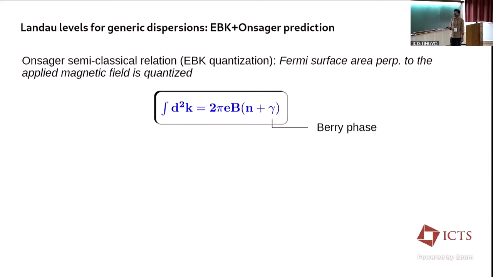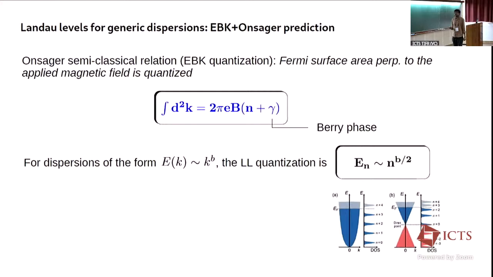Using this formula, you can write down that if you have a general dispersion of the form E goes as k to the b, then you expect Landau level quantization of this form, where E_n goes as n to the b over 2. It's a well-known result. For example, if you set b equal to 2, you get the regular Landau level quantization. If it is linear in k, b equal to 1, you get the graphene Landau level quantization.